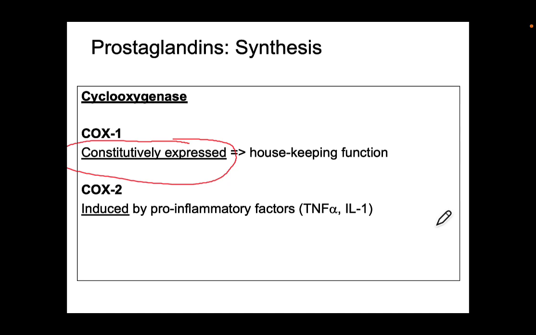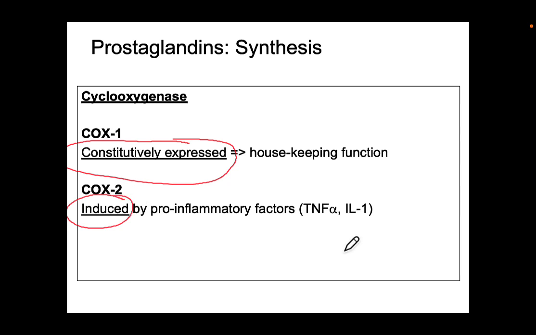This makes sense, though, given what we've seen at this point, that prostaglandins are not just limited to inflammatory scenarios where they're flipped on when needed. This one's going all the time. COX-2, on the other hand, is the version that's flipped on in times of inflammation. So it can be activated by inflammatory mediators.